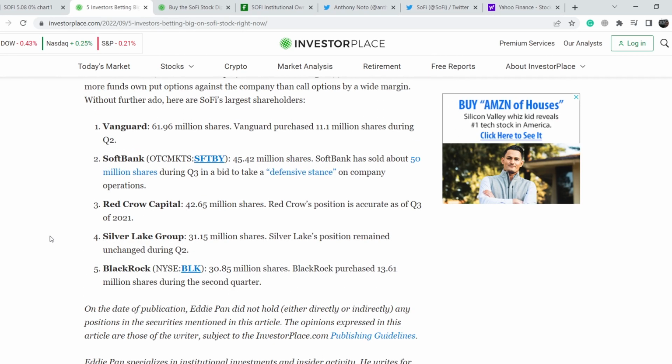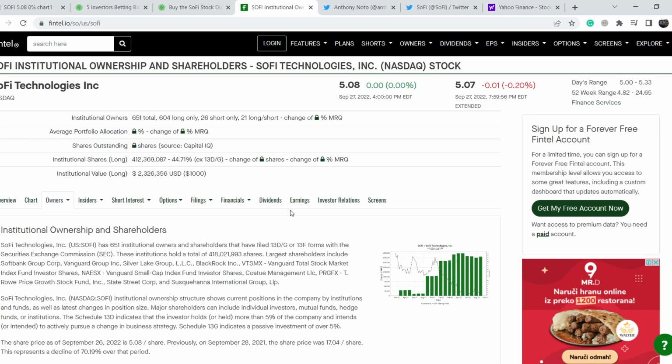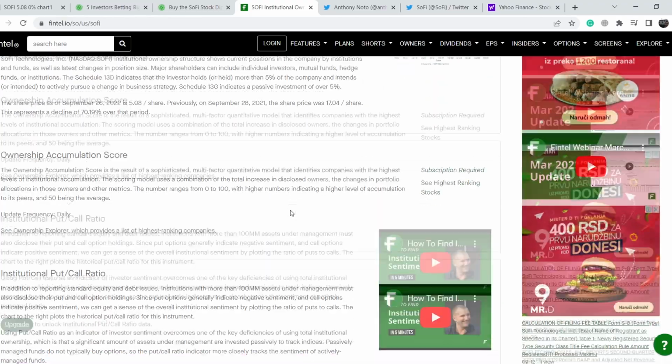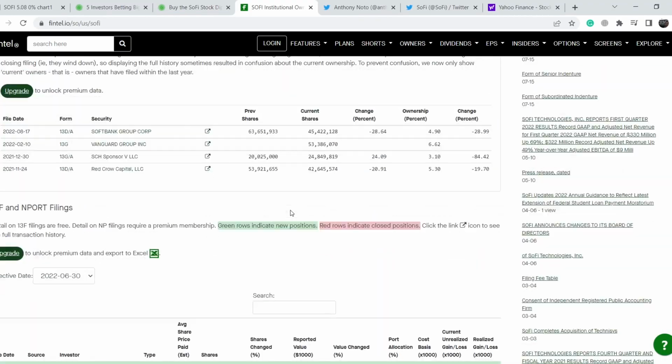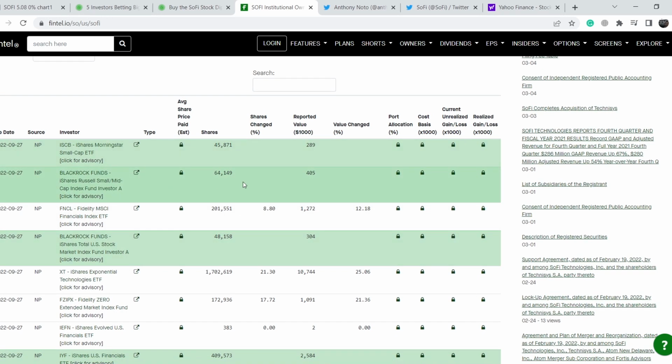On top of that, let me show you that we still have a lot of huge companies that own SOFI stock. One of them, SoftBank, decreased its position, but other companies increased their positions in SOFI. We are on fintel.io, and this website tracks the institutional investors' activity in certain assets. Green rows indicate new positions, and red rows indicate closed positions. As you can see, BlackRock opened a completely new position in this asset of almost 500,000.